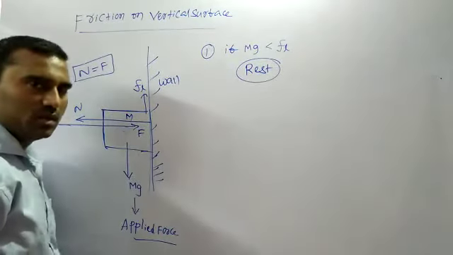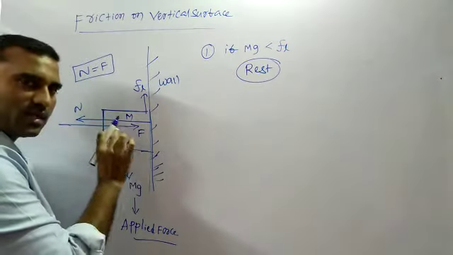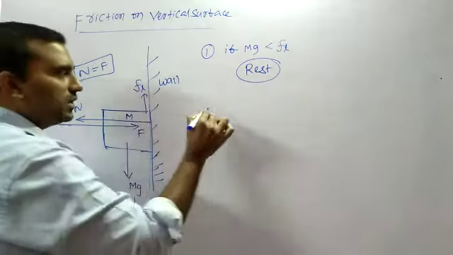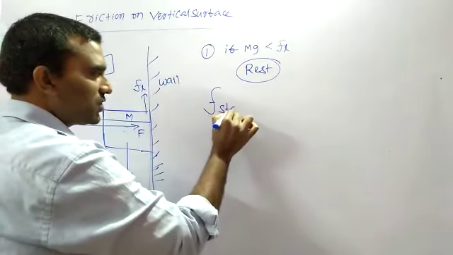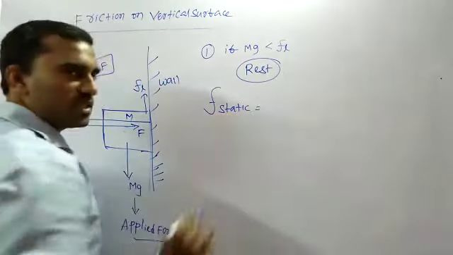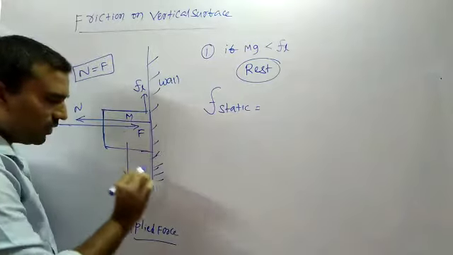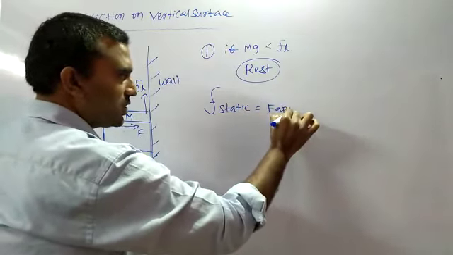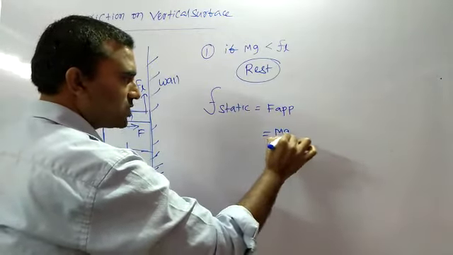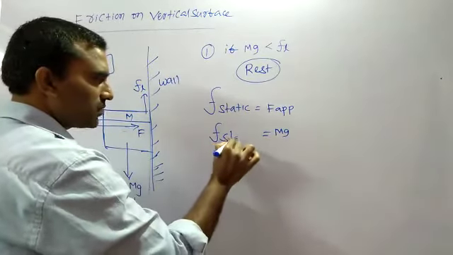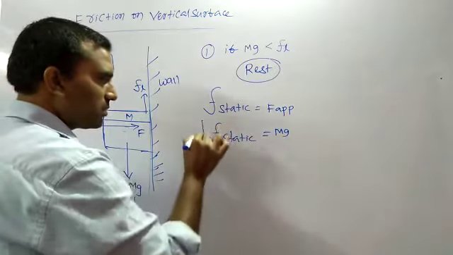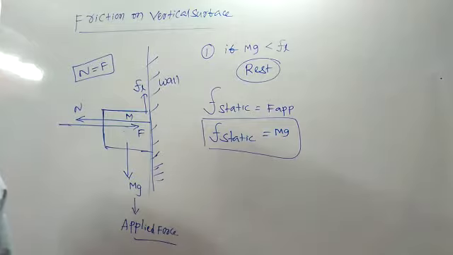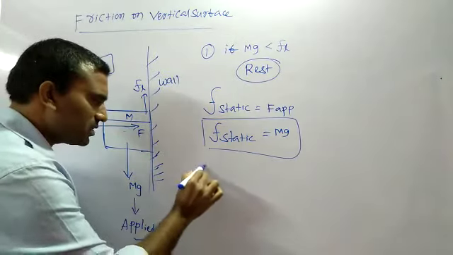Whenever the block is at rest, the frictional force is static friction. Static friction is always equal to the applied force. Here the applied force is only the weight. So the static friction is equal to the weight of the block.